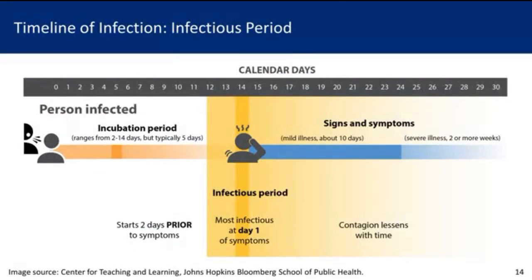Now let's think about when that person is infectious, or when could they possibly transmit the virus to someone else. So you can see here in yellow that this person who developed signs and symptoms here on day 14 was infectious starting from day 12, and they're going to be most infectious on the first day of onset of symptoms, which would be around day 14. So on the day that they first notice that they're sick, the day they first start feeling badly, is the day that they are most infectious or probably most likely to infect someone else.